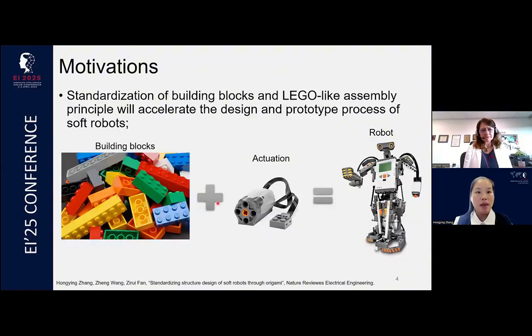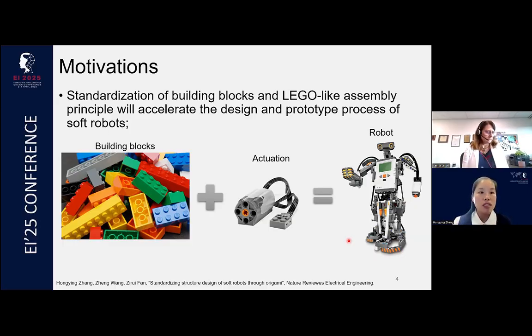With this aim in mind, we were also motivated by the Lego toys which we played with during our childhood. When we play with Lego toys, we notice that we have many standardized modules, and then we just follow a map to assemble these standardized modules and integrate some actuation. We can get a toy or a robot that can move. So right now we are thinking, is it possible for us to bring this kind of standardization and assembly concept to the design of soft robots? The answer may be yes.